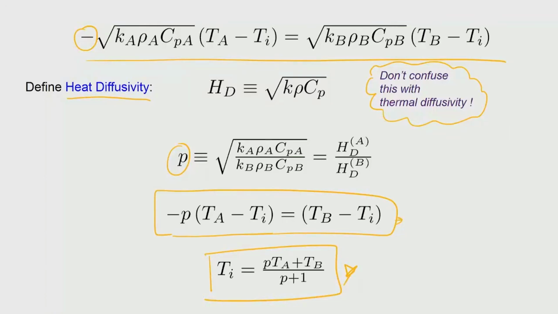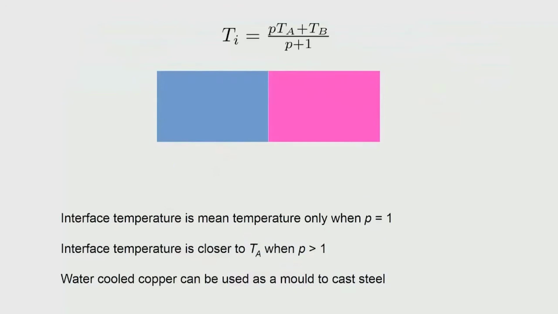Now, look at this expression carefully. What this implies is that when P is equal to 1, what happens? It means that Ti is nothing but Ta plus Tb divided by 2, which means when the two materials that are being brought into contact are the same materials, then the interface temperature will be the average of the two temperatures, which is something that we expect. But if P is not equal to 1, then we have something different.